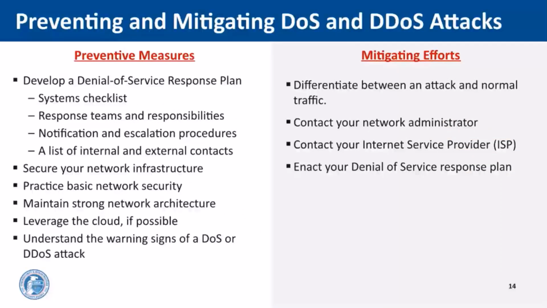All right, the following steps are key to preventing and mitigating DoS attacks and should be in place in the case of an adverse event. I'm going to highlight some of the things that you see on your screen. First, you want to develop a DoS response plan, and this plan should include sections such as systems checklists, response team, notification and escalation procedures, and a list of internal and external contacts. The worst thing you could do is, in the event of a DoS attack, have your staff not know what to do and how to respond. You want to make sure that there's at least something they can work off of to have a game plan to address that issue.